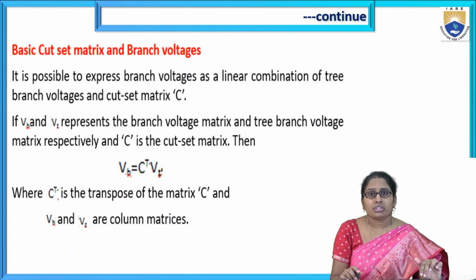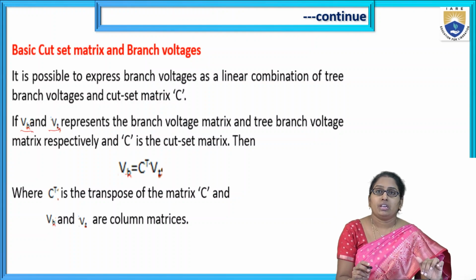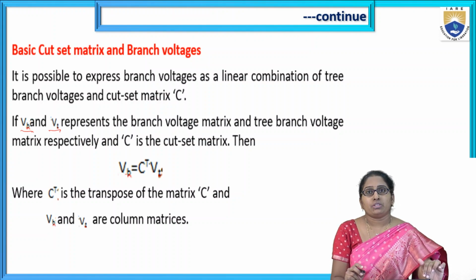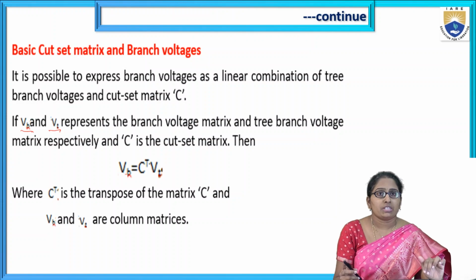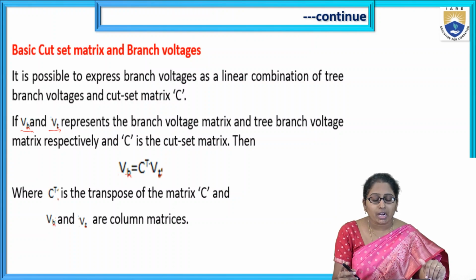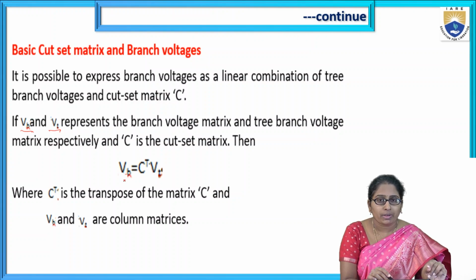Regarding the notation, VB and VT, V suffix B and V suffix T, represent the branch voltage matrix and the tree branch voltage matrix respectively, and C is the cut-set matrix. Then the branch voltages are given by C transpose multiplied with VT.